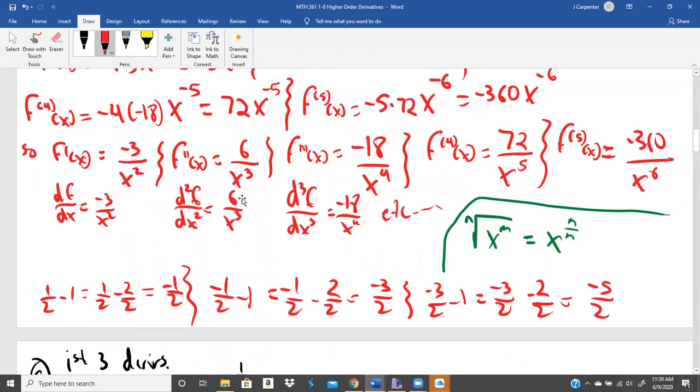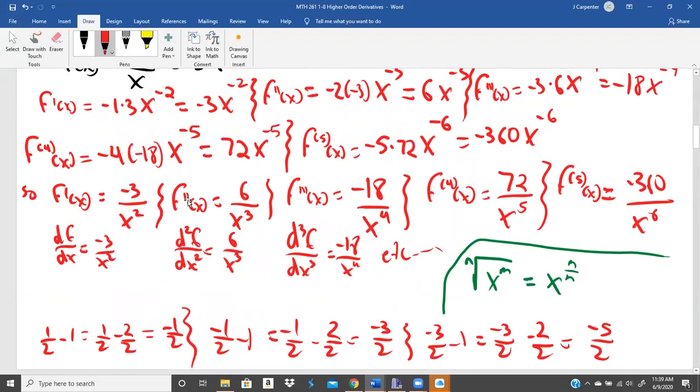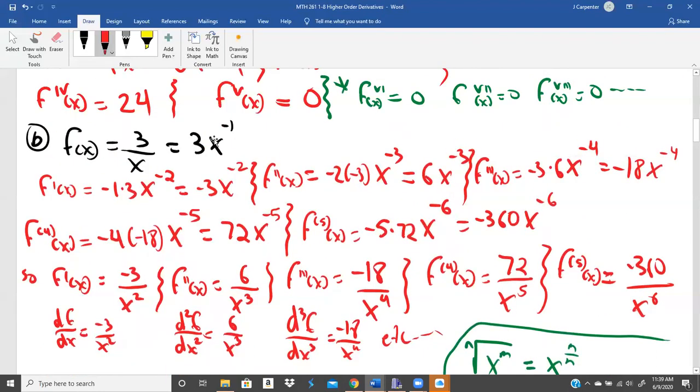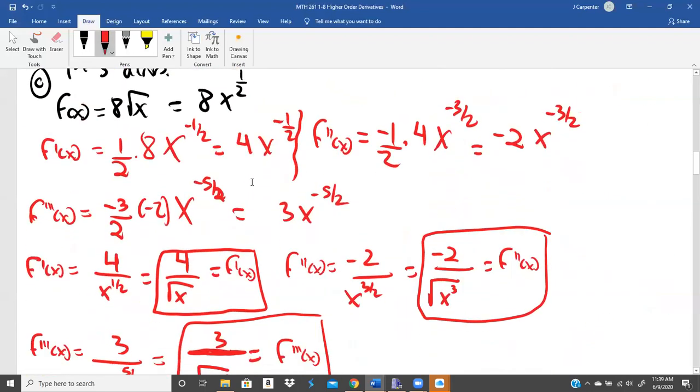It also happened in the last one, didn't it? Yes, it did. Negative, positive, negative, positive, negative. And that's because we had variables in the bottom. Variables in the bottom cause us to bring negatives to the front.